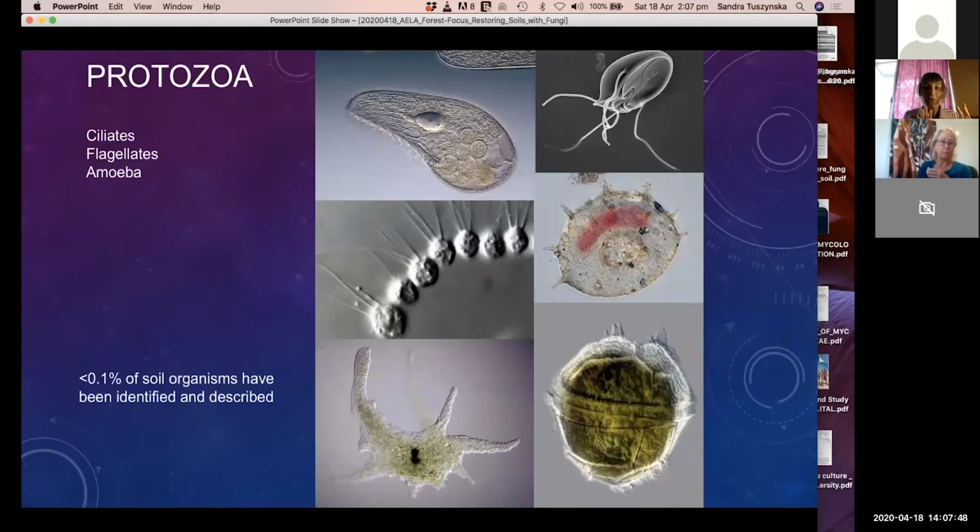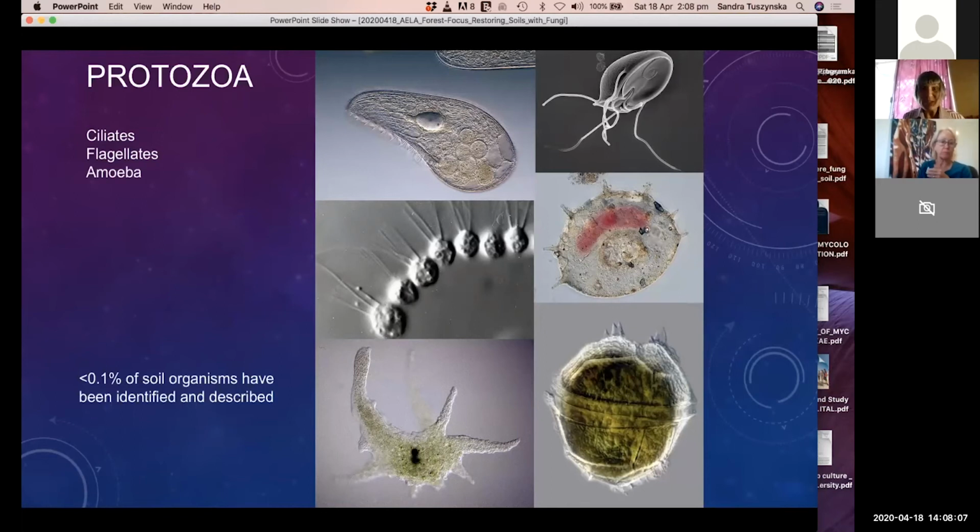There are different types, and I'll go into this, but just note on the bottom left, less than 0.1% of soil organisms have been identified and described. So for someone like me, it's a never-ending journey of discovery.